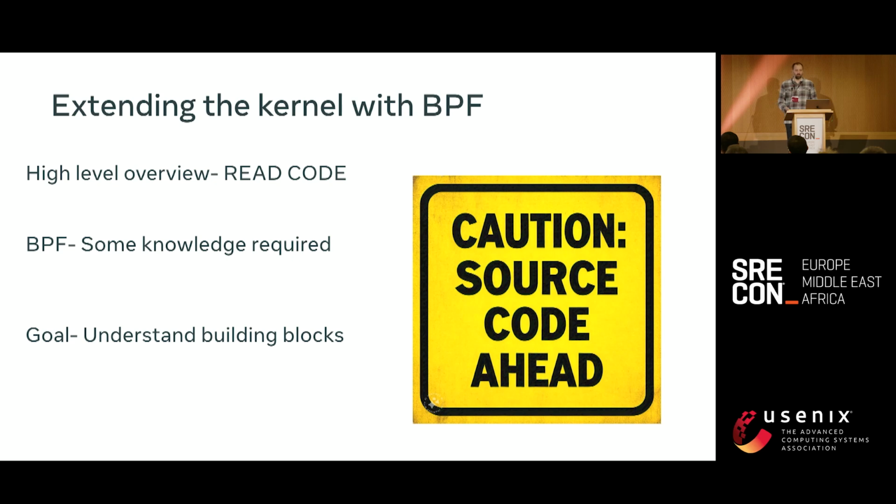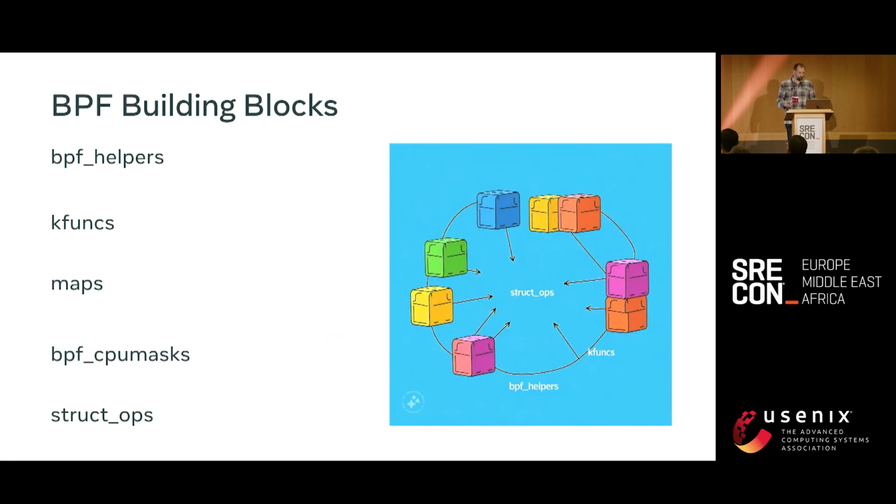So how do we extend the kernel with BPF? I'll give a high-level overview, but the best way to learn is to actually look at the code. We'll be covering some simple schedulers, which are very simple implementations. I'm going to assume that you have some knowledge of BPF. Overall, our goal is to understand the building blocks of how to build a scheduler. So we start with BPF building blocks. BPF has a number of things that have been developed to help us build schedulers: BPF helpers, kfuncs, maps, CPU masks, and struct_ops.